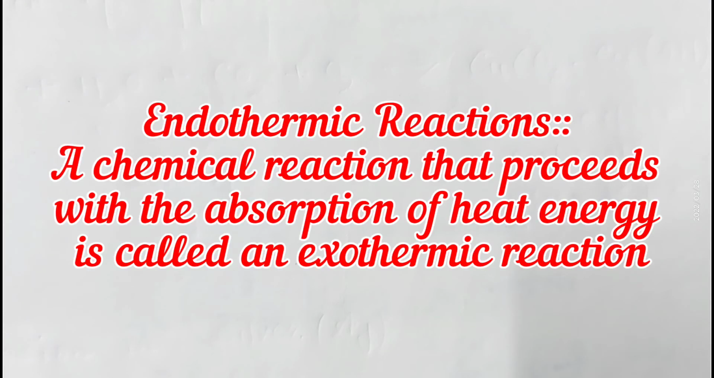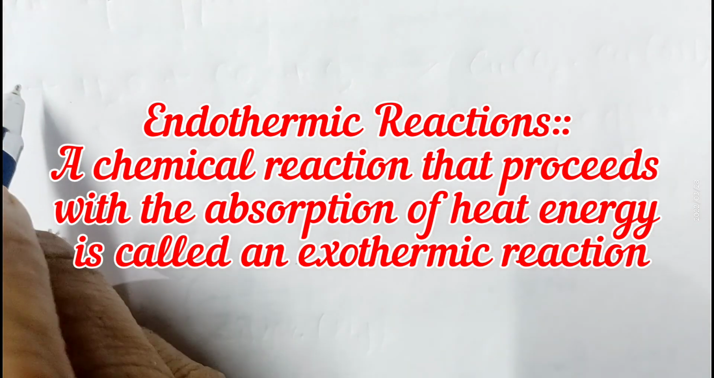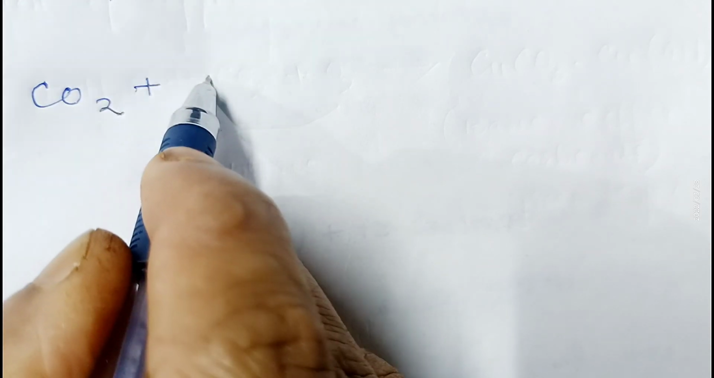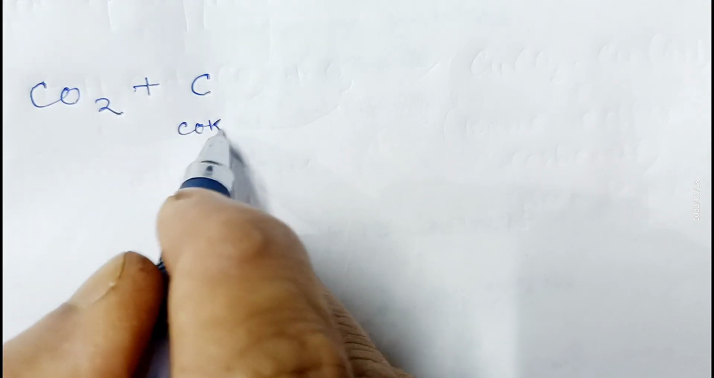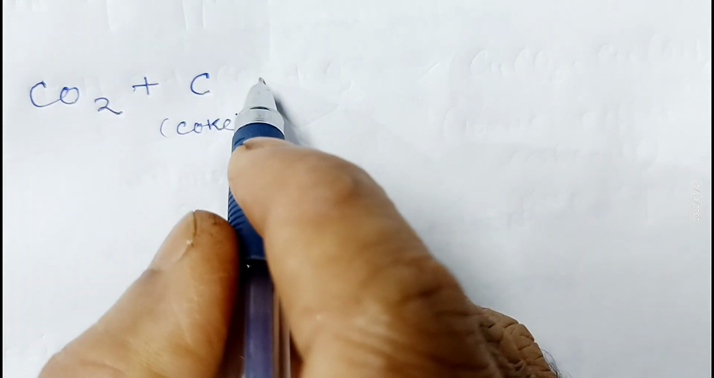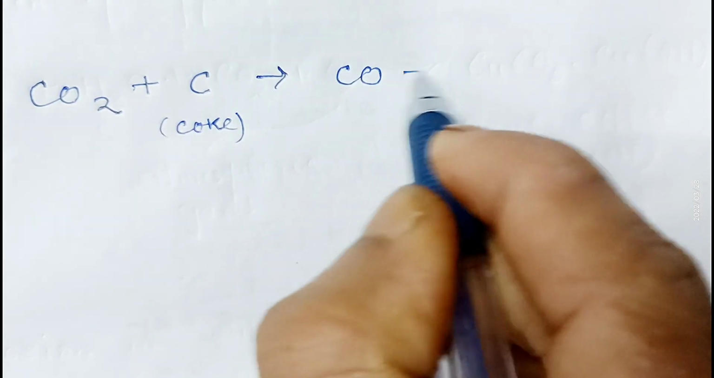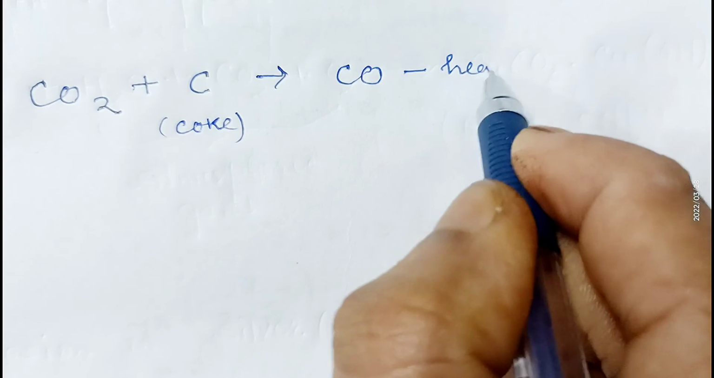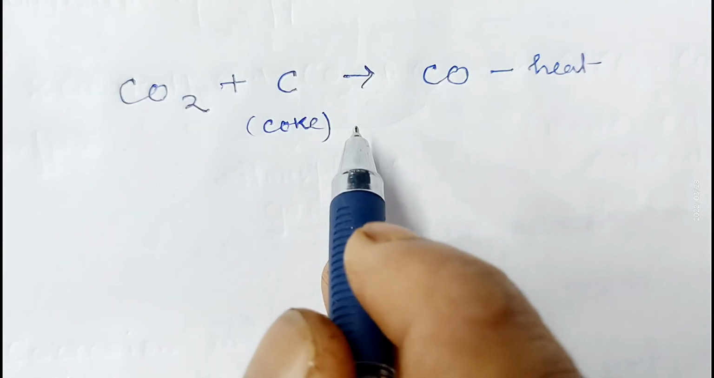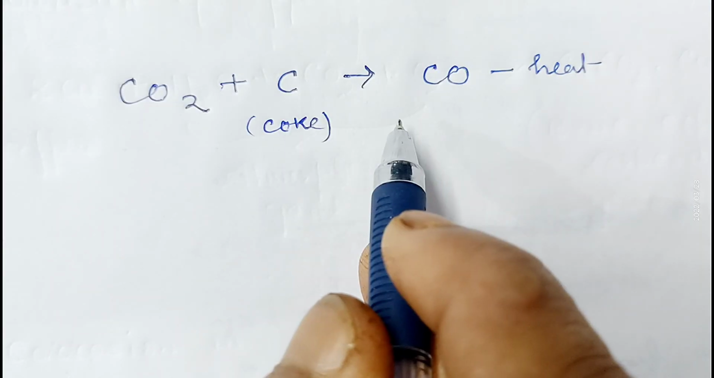Again, the chemical reactions that proceed with the absorption of heat energy are called endothermic reactions. Say for instance, if we take carbon dioxide gas, CO2, this carbon dioxide gas reacts with hot coke. C means carbon here, you can write here coke. It must be hot. During the process it is found that it forms carbon monoxide with the absorption of heat, so you can write minus heat. During the reaction heat is absorbed, so it is an example of endothermic reaction.